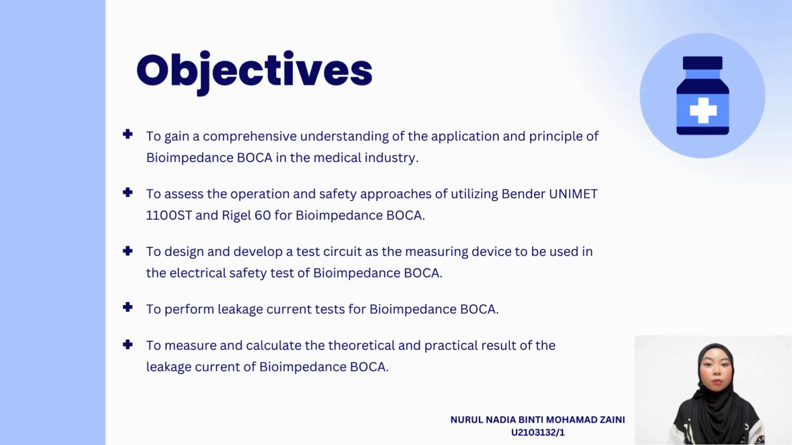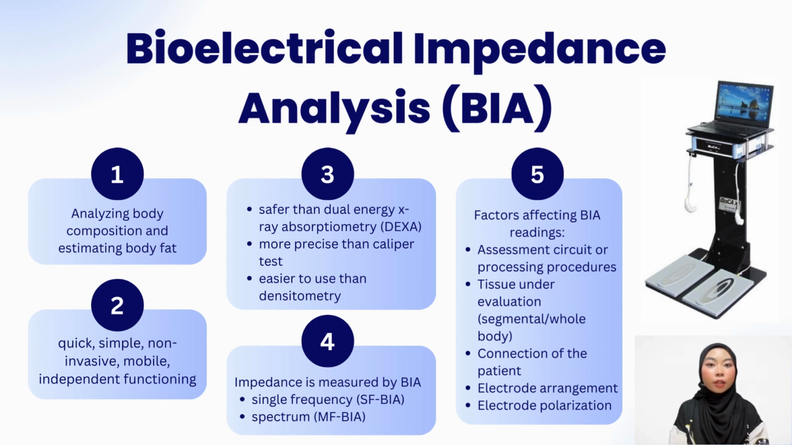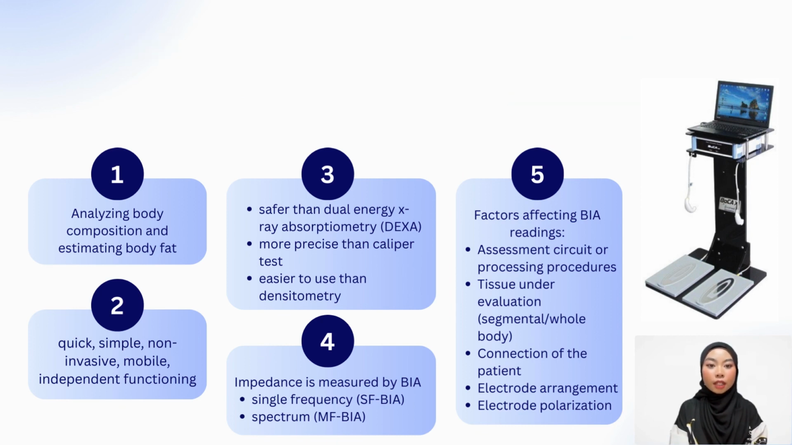Shown here are the objectives of our group. Bioelectrical impedance analysis functions for analyzing body composition, including fat percentage and body water content. It is quick, simple, non-invasive, mobile and functions independently. BIA is safer than DEXA because of its lower radiation risk, more precise than the caliper test, and requires less patient preparation than densitometry. Impedance is measured at a single frequency or throughout a spectrum, which varies depending on the volume in the area. Some factors that can affect BIA readings are electrode arrangement and polarization.